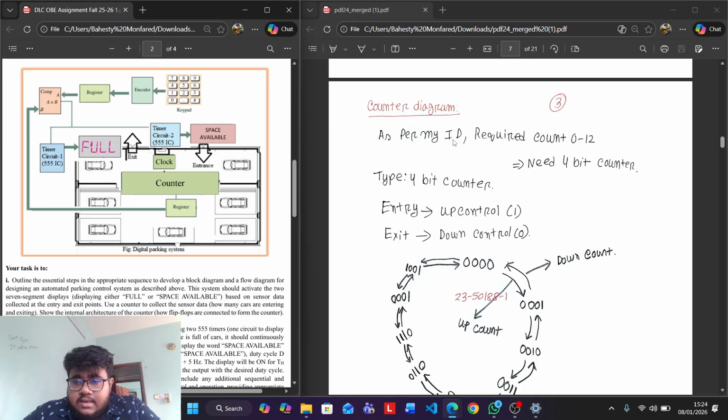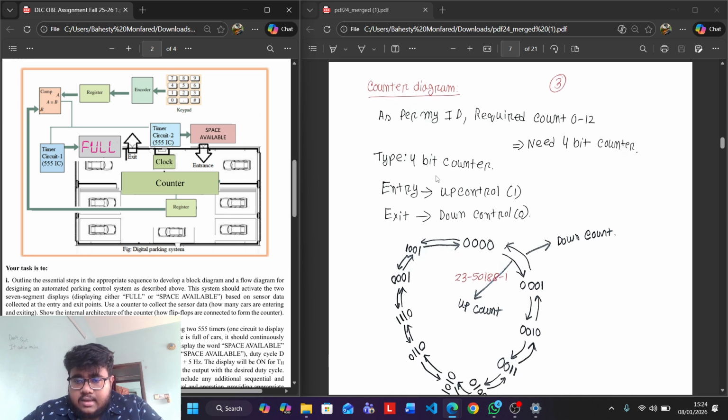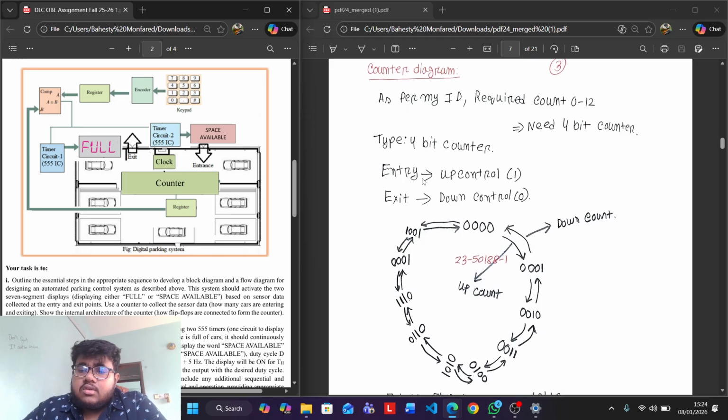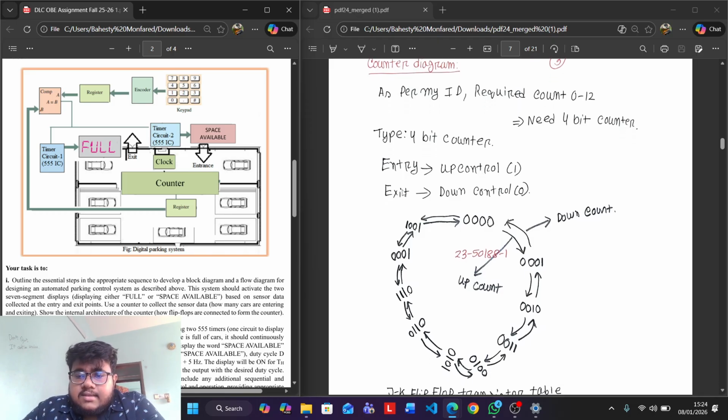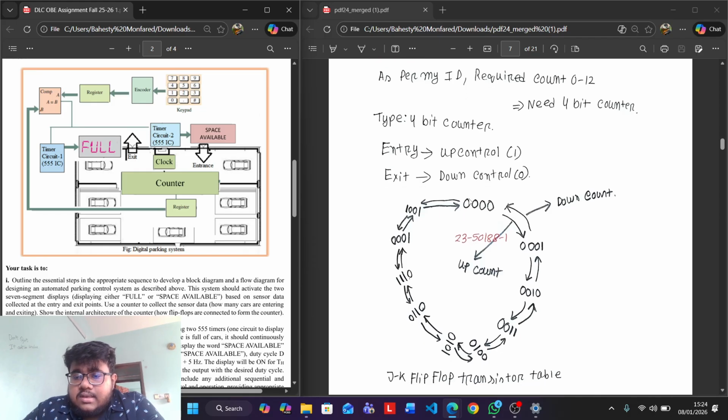In my ID the count was 12, so I need a 4-bit counter. I made a 4-bit counter. For entry, I use the input 1, and for exit, I use the input 0. There is a 0 0 state, and one arrow goes for down count and the other arrow goes for up count.